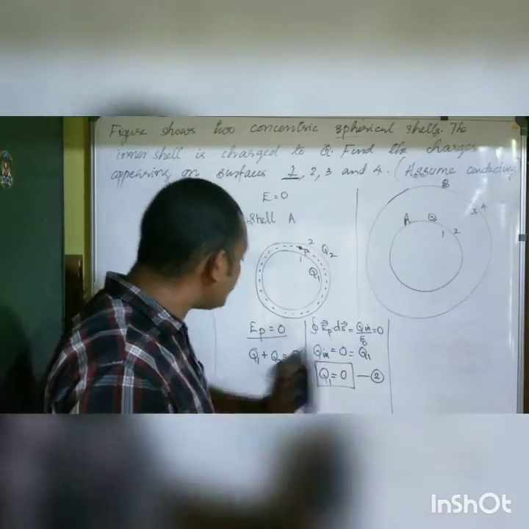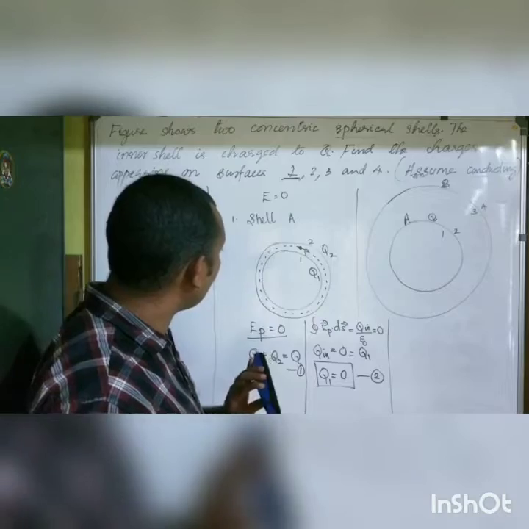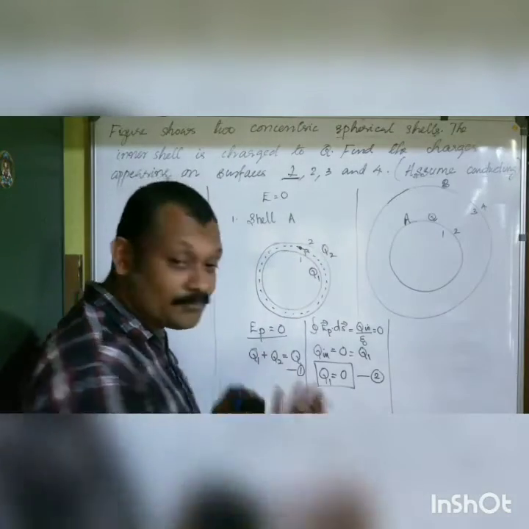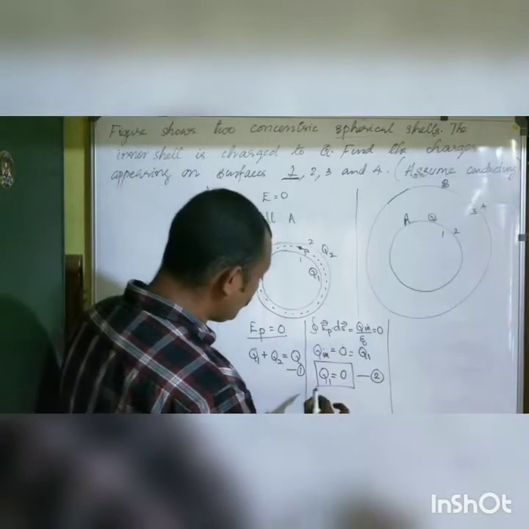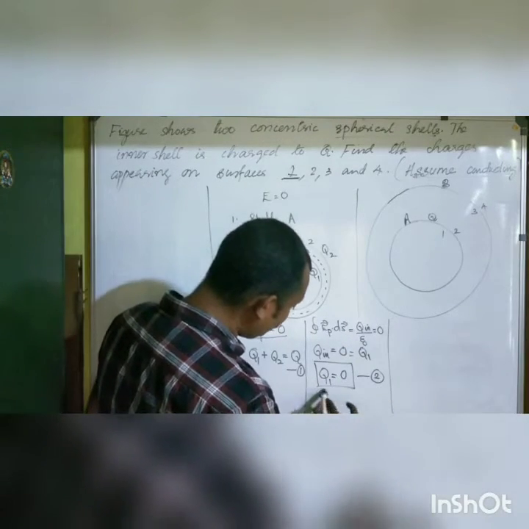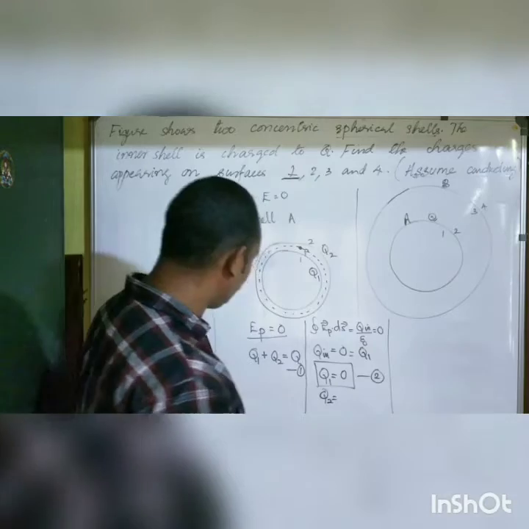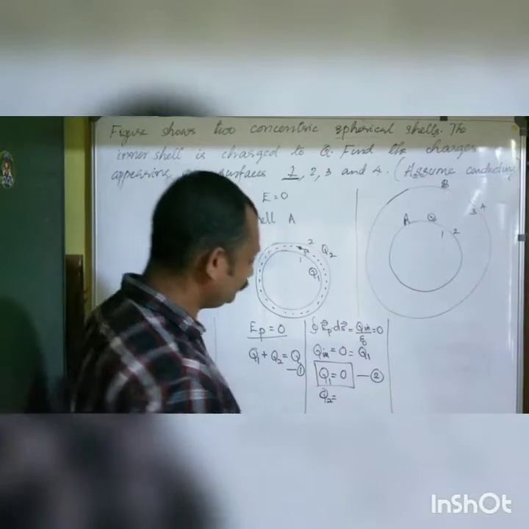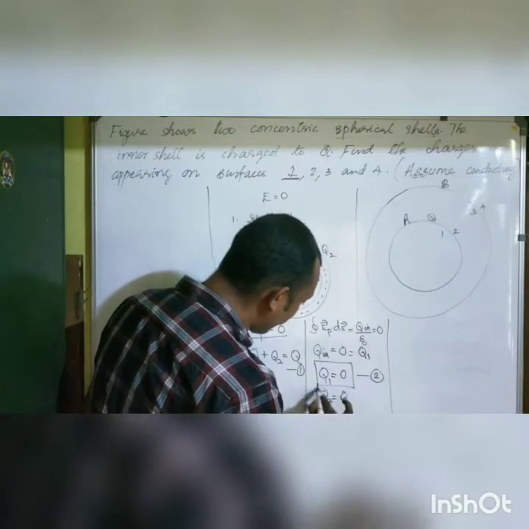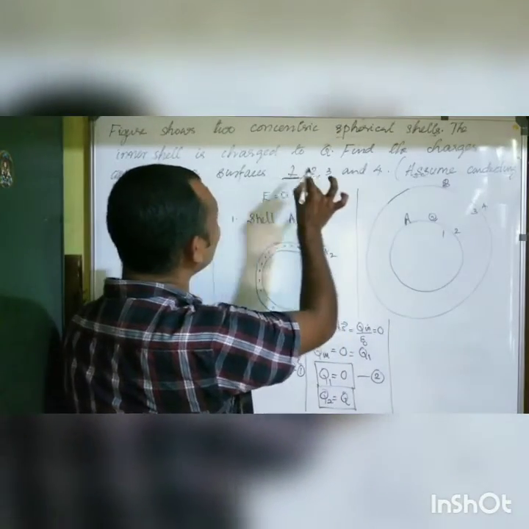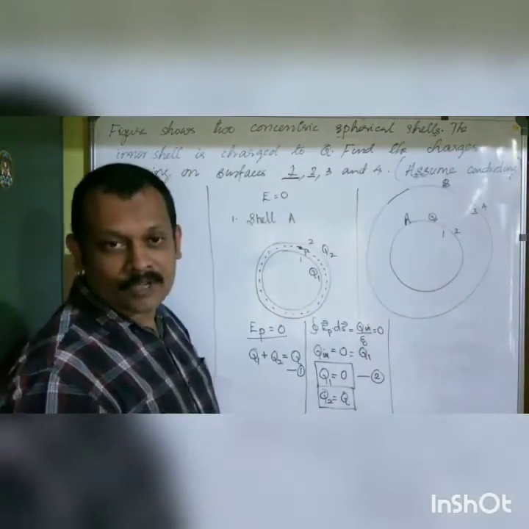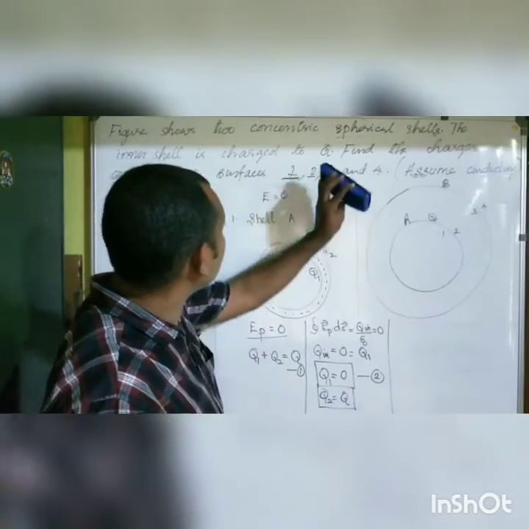Once I got Q1 is equal to 0, what do I need to find out next? The value of Q2. That is very simple. You can easily find it out. What's the answer going to be? Q2 is equal to Q. Once Q1 is equal to 0, then I got Q2 is equal to Q. So this part is over. What next? Next is part 3 and 4.